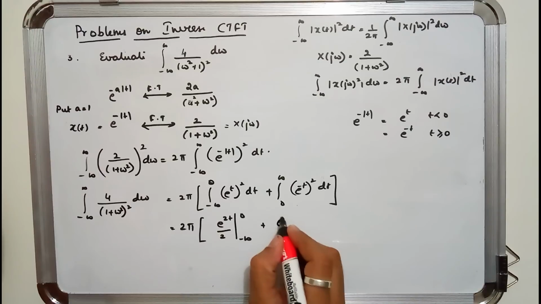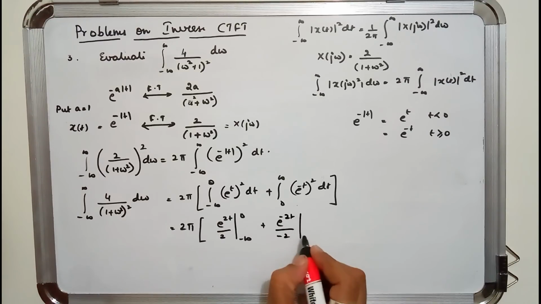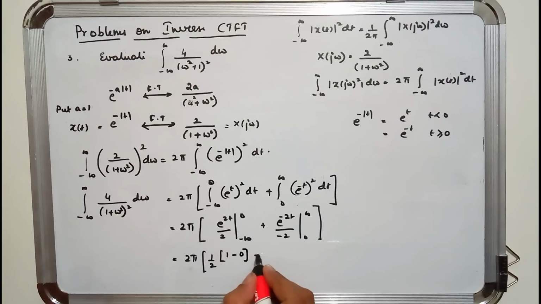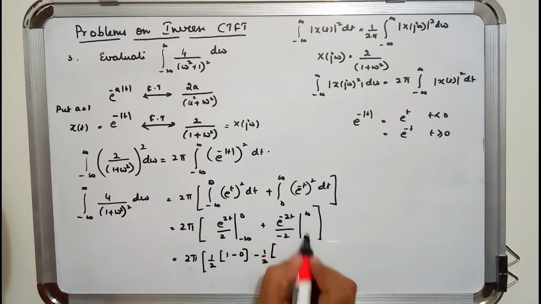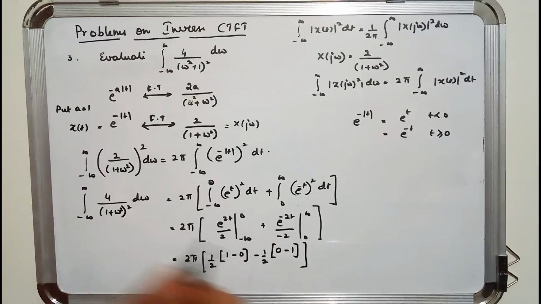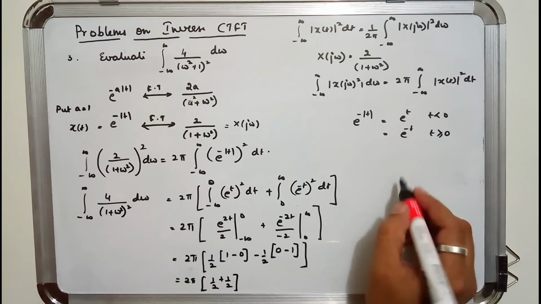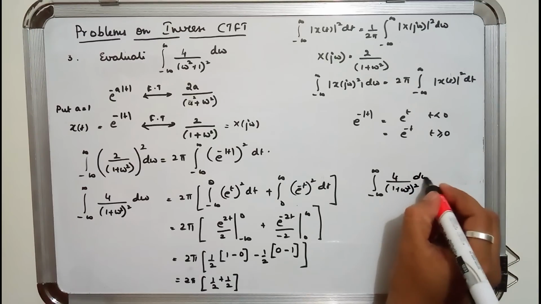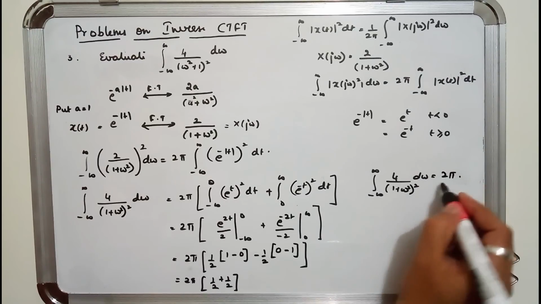The integral of e power minus 2t is e power minus 2t by minus 2 from 0 to infinity. So that will be equal to 2 pi into, if I substitute the upper limit as 0, it is half, a constant, 1 by 2 is a constant, 0 means 1 minus e power minus infinity, 0. Again, with the upper limit being infinity, e power minus infinity is 0 minus e power 0 is 1, so I'll be getting this. So it will be 2 pi into half minus half into minus 1, so plus half. Half plus half is 1, so finally the integral from minus infinity to infinity of 4 by 1 plus omega square whole square d omega is 2 pi into 1, so the answer is 2 pi.